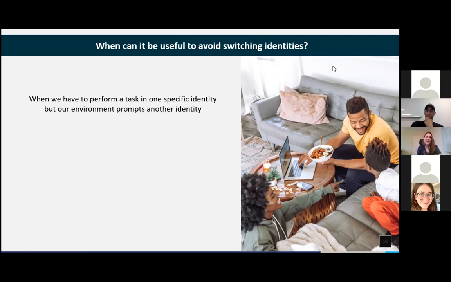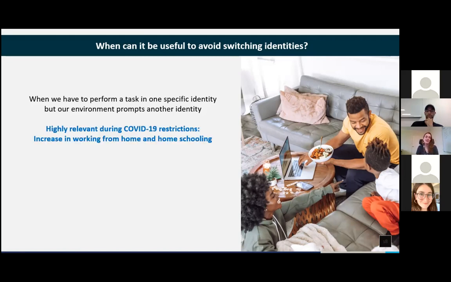So it might be that we have to perform a specific task that one identity is beneficial for. So say you might want to write a work email, and obviously it's better if you stay in your academic identity because you don't want to start using the same terms that you explain things to your children in your work email. So you might want to prevent switching away from this one specific identity. And as you can see over here in this image, a lot of the times, many things are happening in our home life that might make us switch very rapidly. And it might be beneficial to be able to stay in one identity.